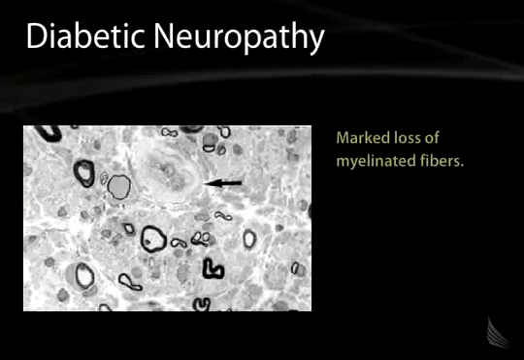This is an electron micrograph showing you a cross-section of myelinated fibers. What you should see are thick, dark, round circles around the axons, but the arrow is demonstrating a large axon that has no myelin around it. And if you look around, you'll see a few others where there's no myelin around them, and that is classic for diabetic neuropathy.